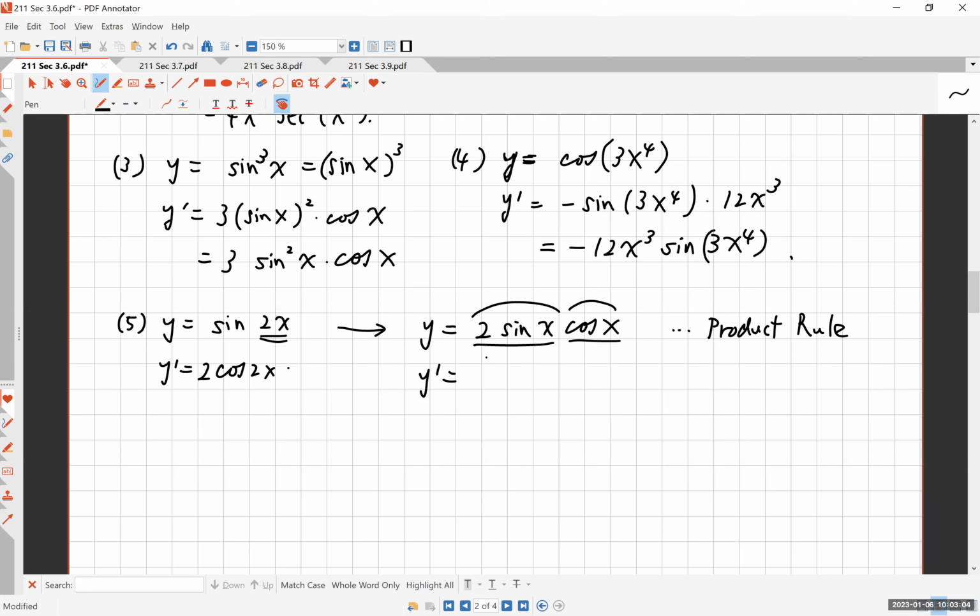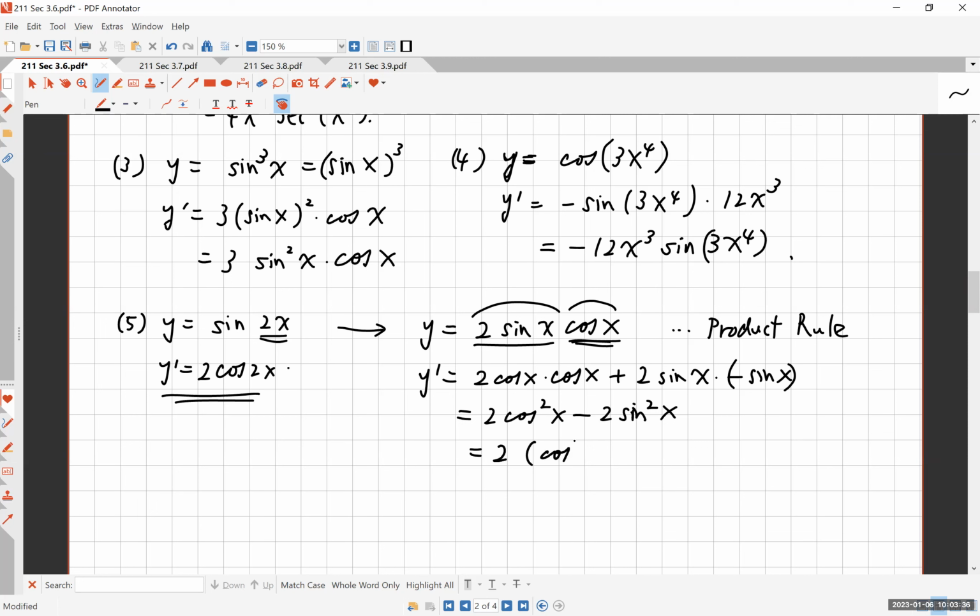Using the product rule, you get the derivative of the first, that would be 2 cosine of x, times the second, plus first times the derivative of the second, which is negative sine of x. What is that? It's 2 cosine square x minus 2 sine square x, right? Wait a minute, that doesn't look the same as what I got here, or is it? 2 times cosine square x minus sine square x if you factor out the 2.